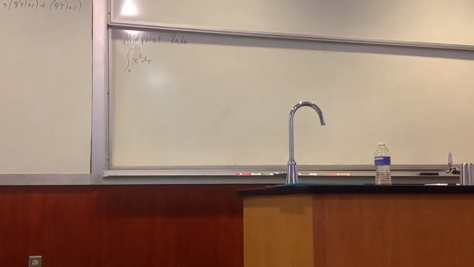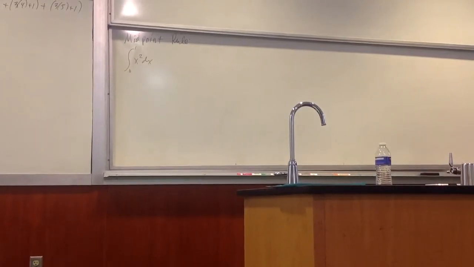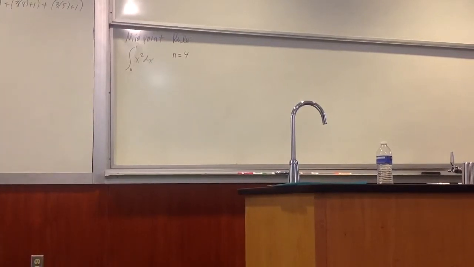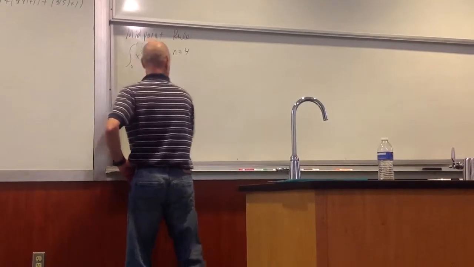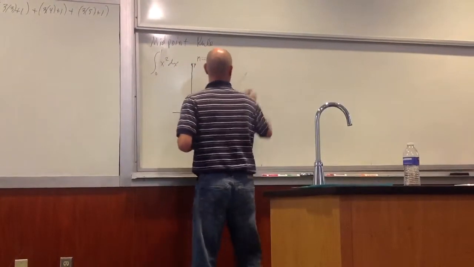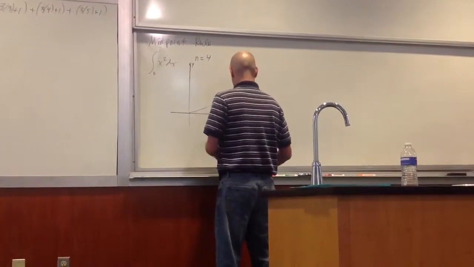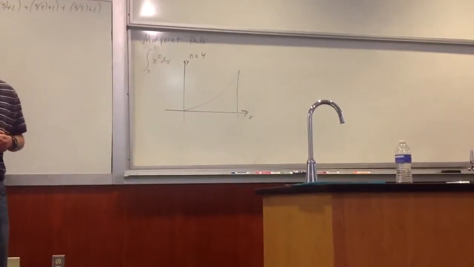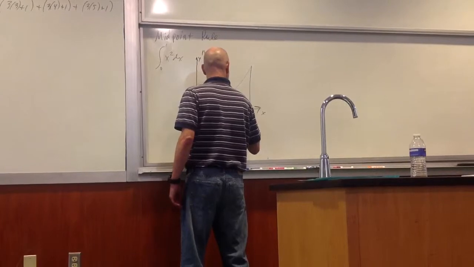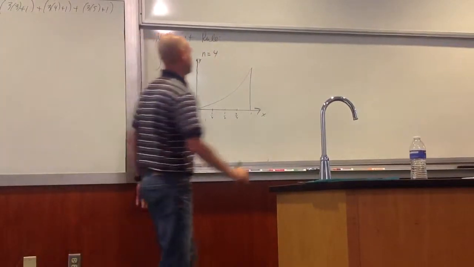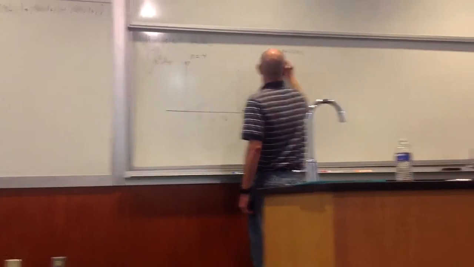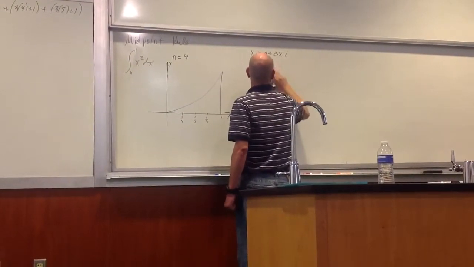Of this is 1/3. So we'll see how accurate our midpoint rule is. We're going to do n equals 4 again. Delta x.